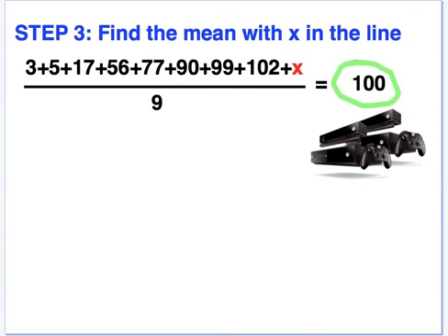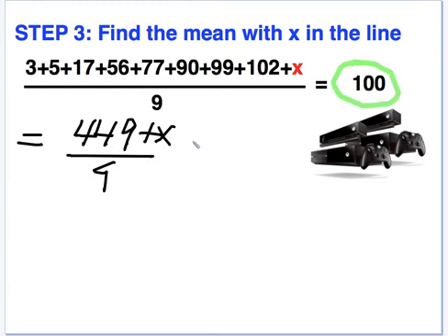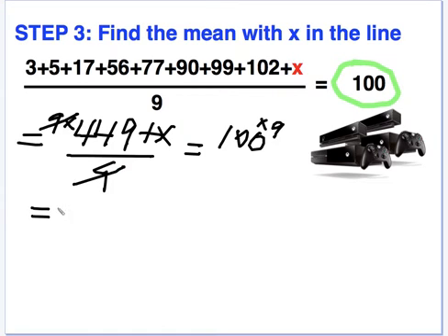All right, so we do this like algebra. We simplify all the addition on the top, and we get (449 + x) / 9 = 100. To get rid of the divided by 9, we multiply both sides by 9. This cancels out. This is just simple algebra. And you get 449 + x = 900.